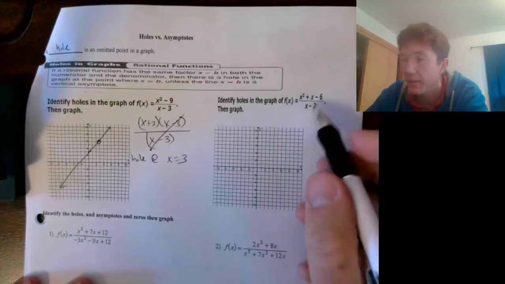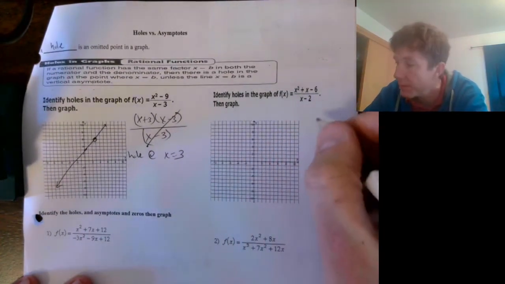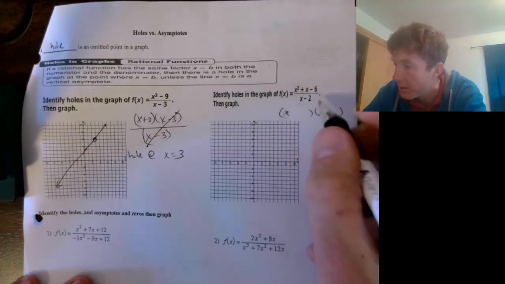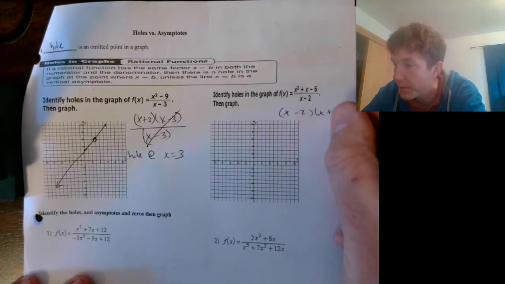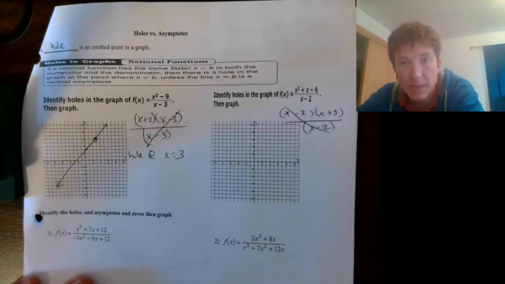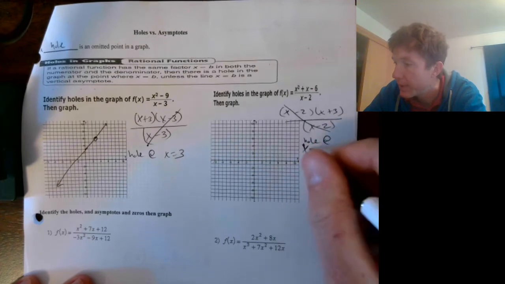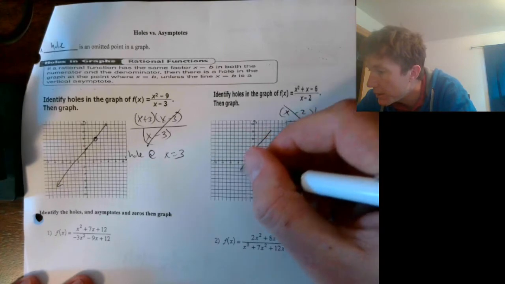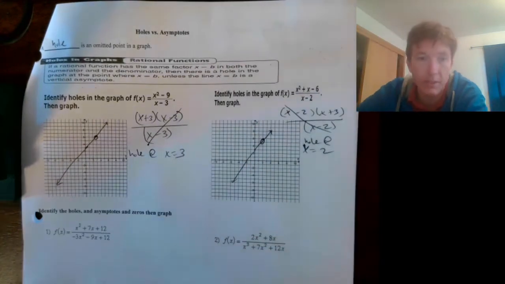Let's look at the next one. X squared plus x minus 6 over x minus 2, so let's factor. We have x minus 2 times x plus 3. The x minus 2 factors will cancel out. We have a hole at x equals 2. So this is the graph of x plus 3, and then we have that hole at x equals 2, just like that.